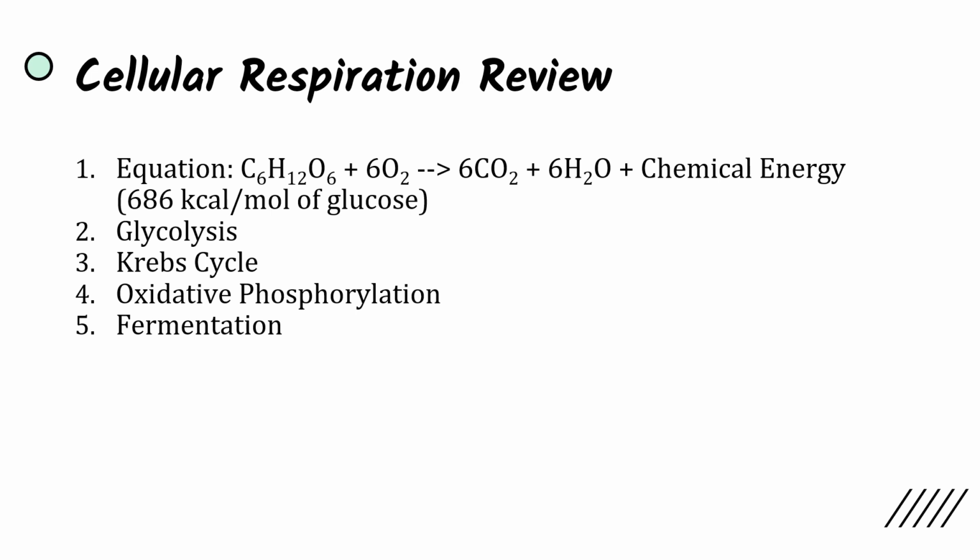Gotta know the equation of glucose plus oxygen yielding carbon dioxide, water, and chemical energy in the form of ATP. Starting with glycolysis, where the 6-carbon sugar is going to be split into 2 3-carbon pyruvate, and some NAD+ electron carriers are going to be filled, as well as the gaining of 2 ATP. Then the Krebs cycle, where all of these carbons are going to be expelled as carbon dioxide, some more ATP will be gained, and electron carriers NAD+ and FAD are filled.